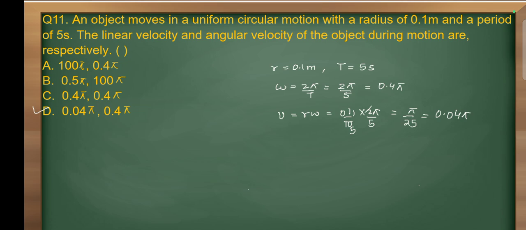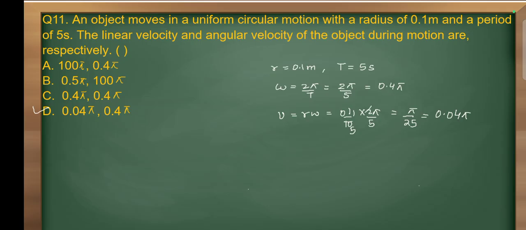Here, the object is moving in a uniform circular motion and the radius is given as 0.1 meter and the time period is 5 seconds. So, we know that angular velocity omega is equal to 2 pi by T, where T is time period. We will put the value of T, that is 5 seconds, and we will get 2 pi by 5, which we solve and we will get 0.4 pi.